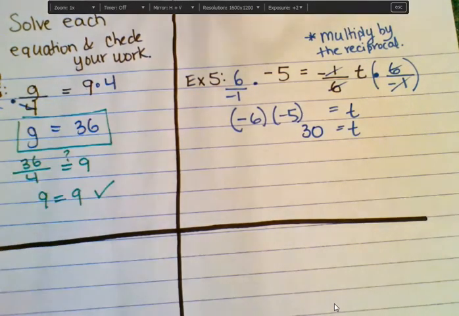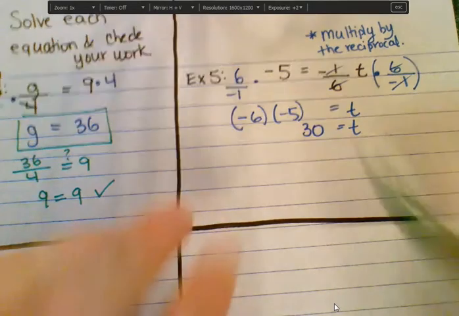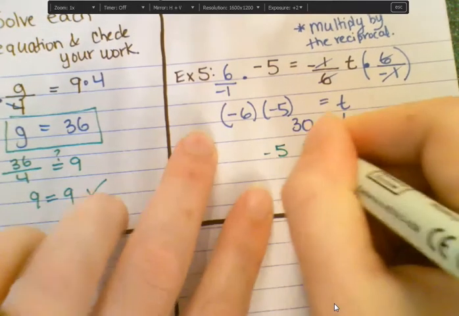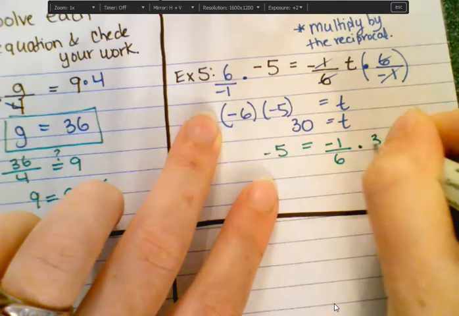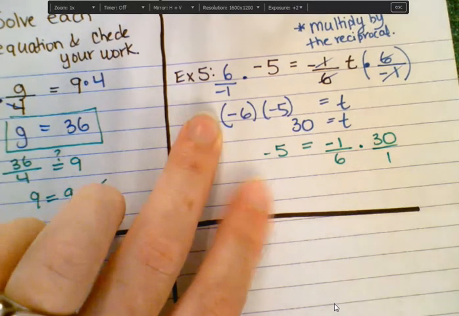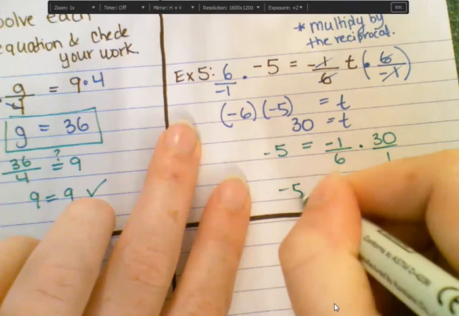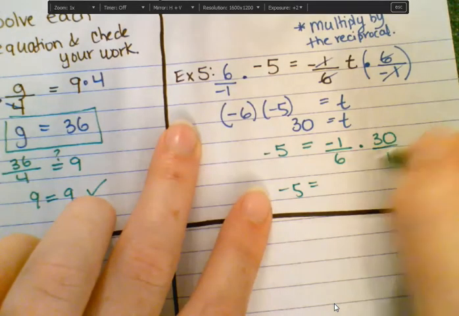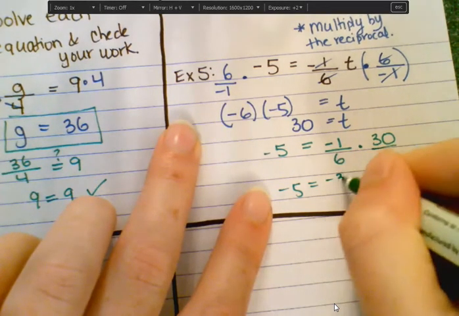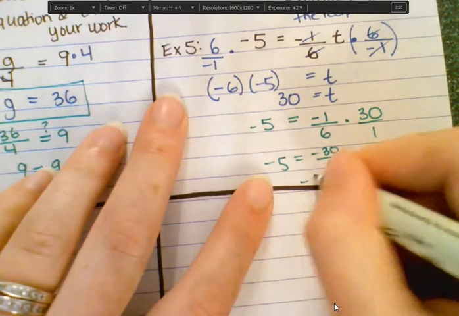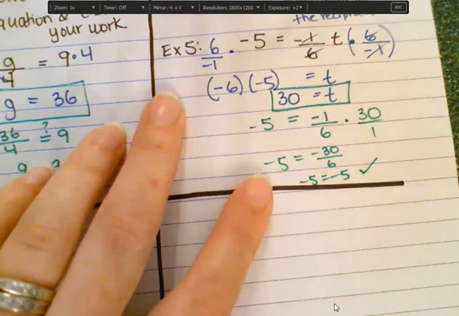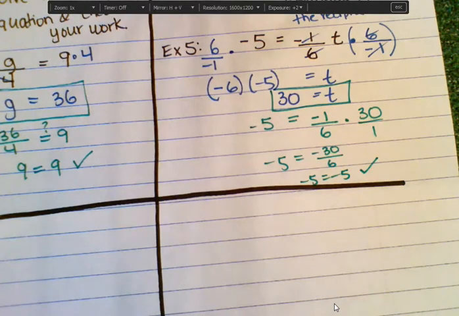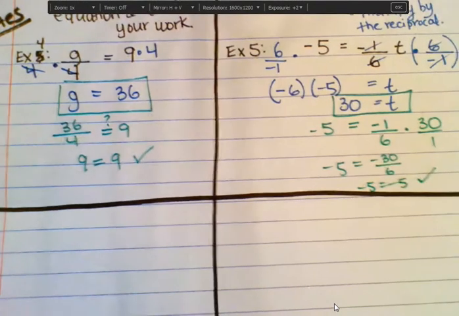Okay, so let's do a quick check and see if that does end up being true. So -5, does it equal -1/6 times 30? We're multiplying fractions, so we're going to multiply across the top. So you get -30 over 6. And -30 over 6, doesn't that equal -5? So we know that our answer of t equaling 30 is correct. All right, let's do one more like that. Those are a little bit challenging.